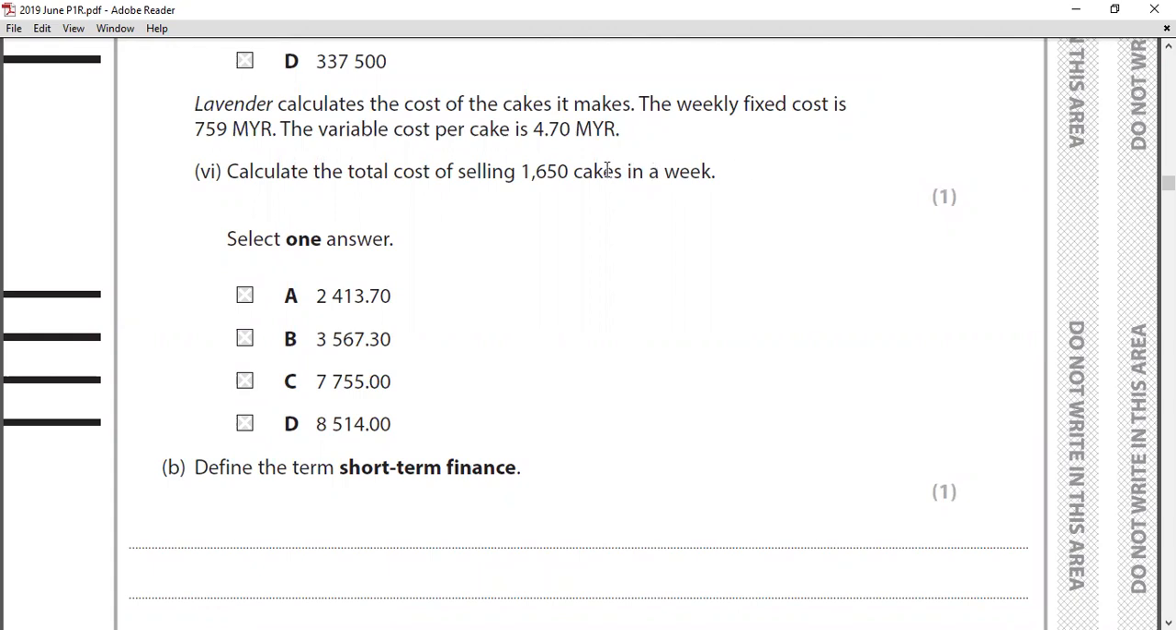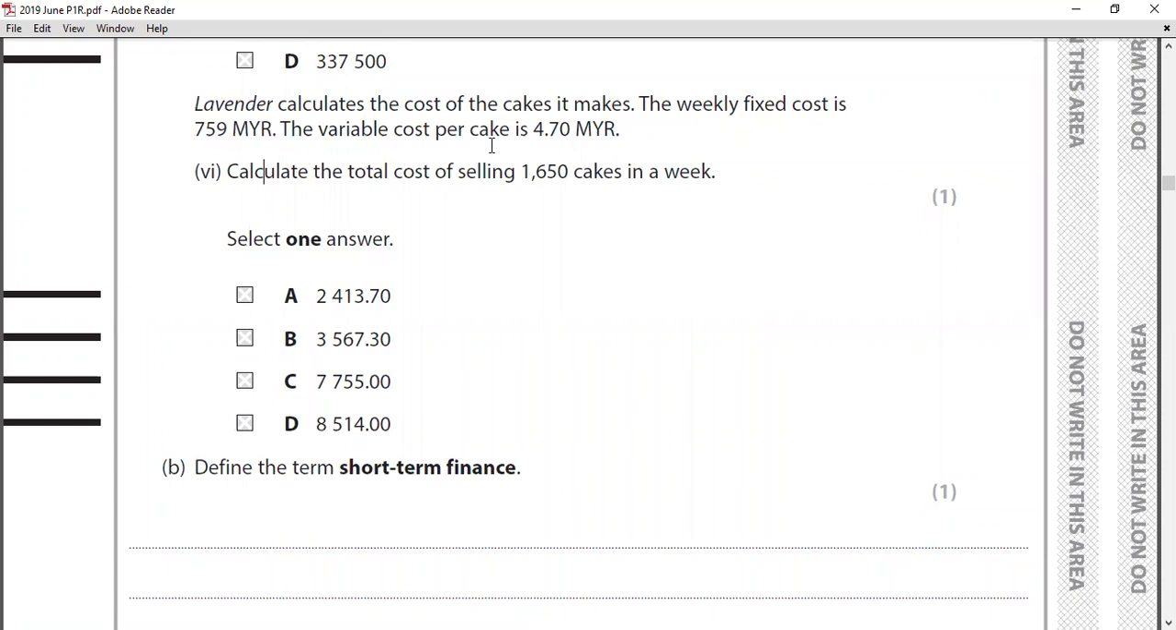Lavender calculate the cost of a cake it makes. The weekly fixed cost is 759 and the variable cost per cake is 4.70. Calculate the total cost of selling 1,650 cakes in a week. The variable cost you can find out easily and fixed cost also given here. So add the fixed cost and variable cost and get the total answer.